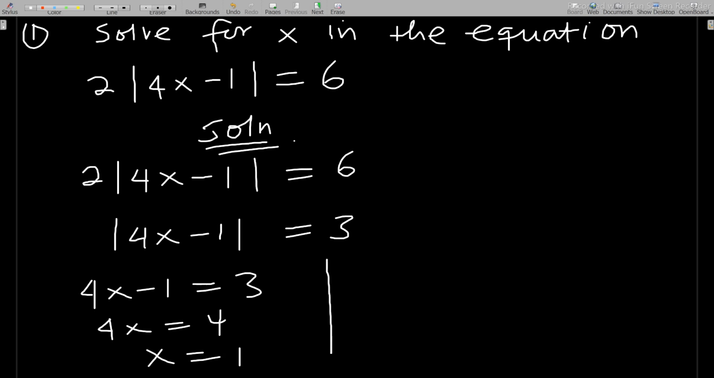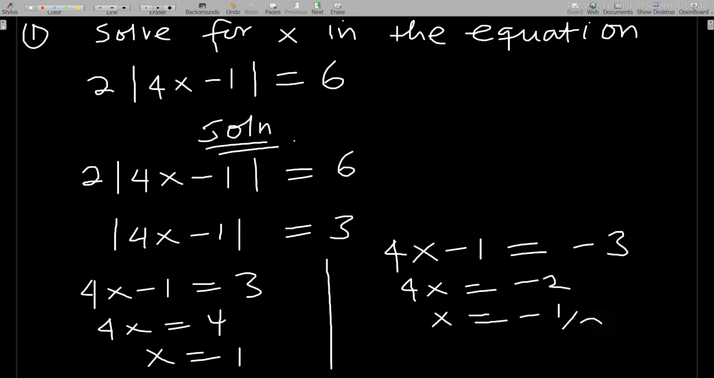Now the second one is what? The second condition is, since it is a positive, remove it and equate it to what? The opposite of the right value, the value at the right side. Now with this I have 4x equals negative 3 plus 1, that will give you negative 2, means x is equal to negative half. So these two solutions are the solutions for the question above. So x is equal to 1 or negative 1 over 2. Or you can say negative 1 over 2 or 1, anyhow you want to do it. So that is the solution to this question.